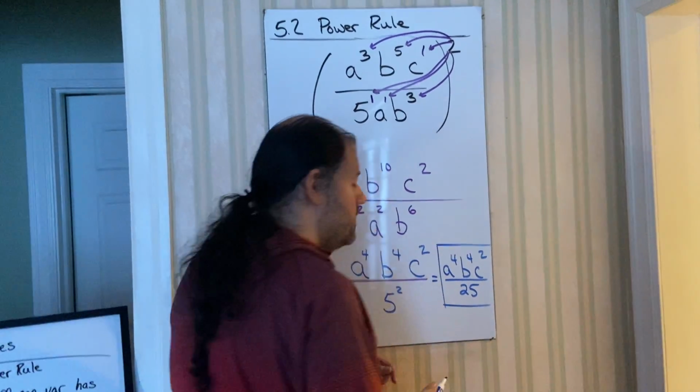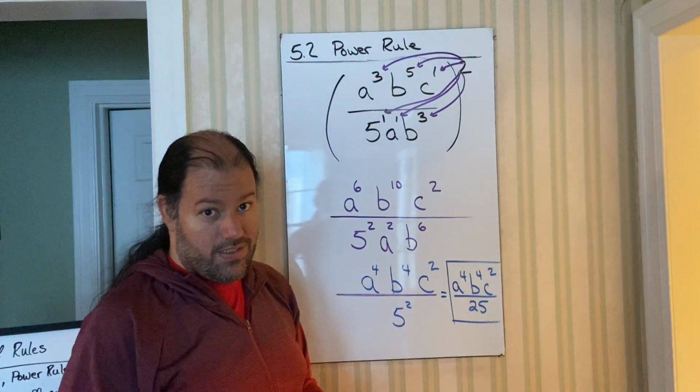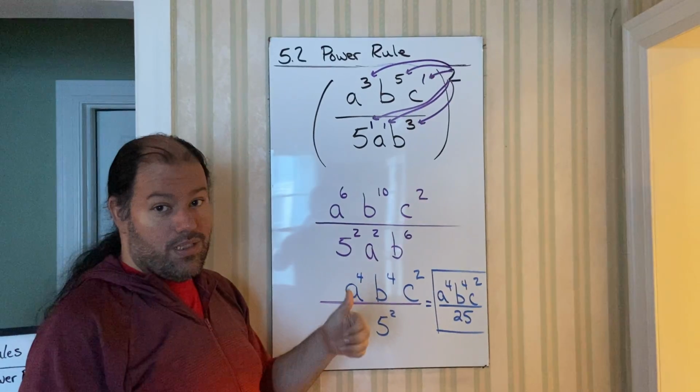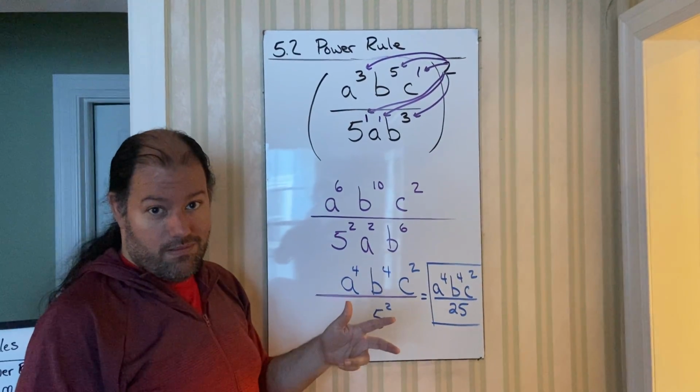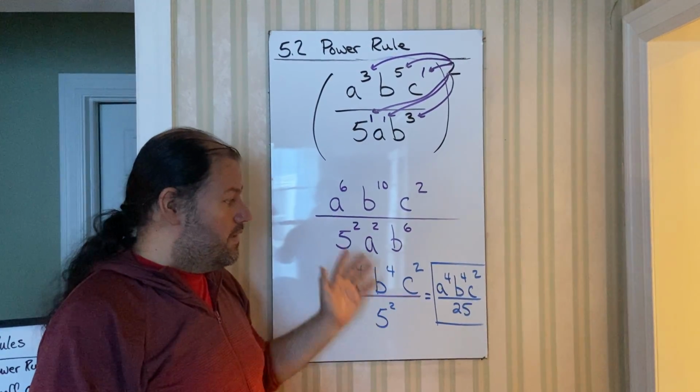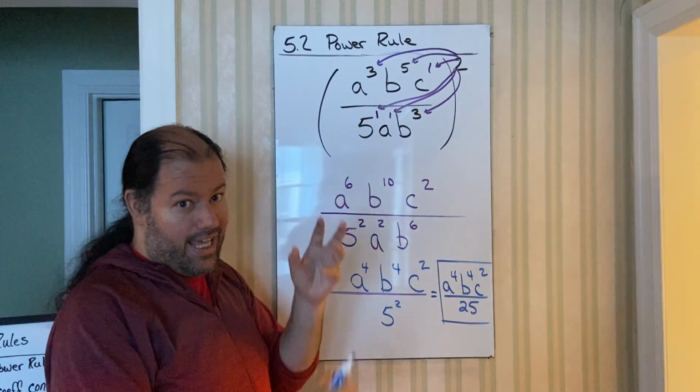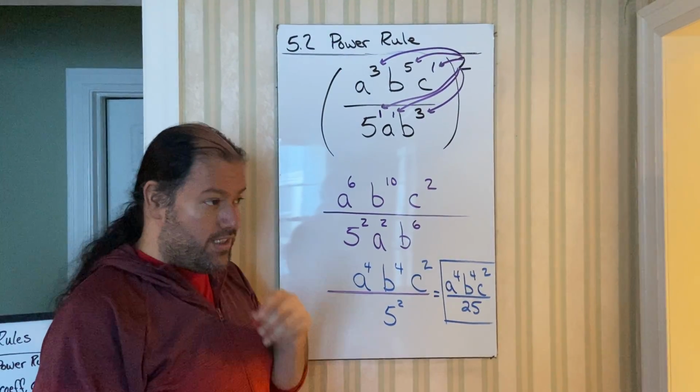So as long as you can do those 4 steps when we're doing quotient, product, and power rule, you should be fine. Remember those steps because we're going to add to it when we get to section 5.3.